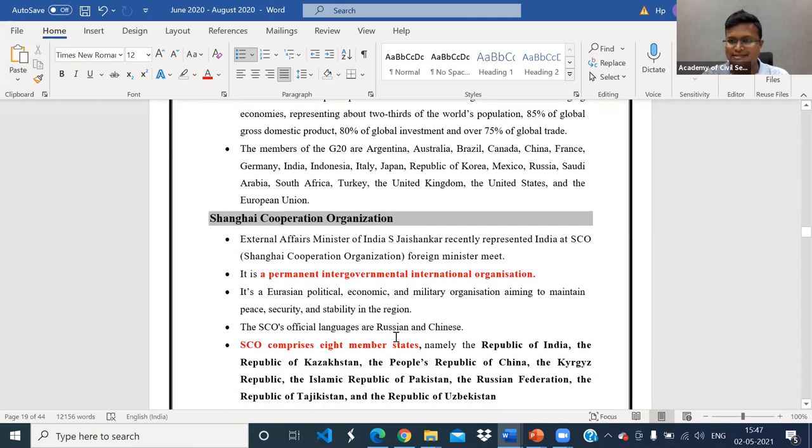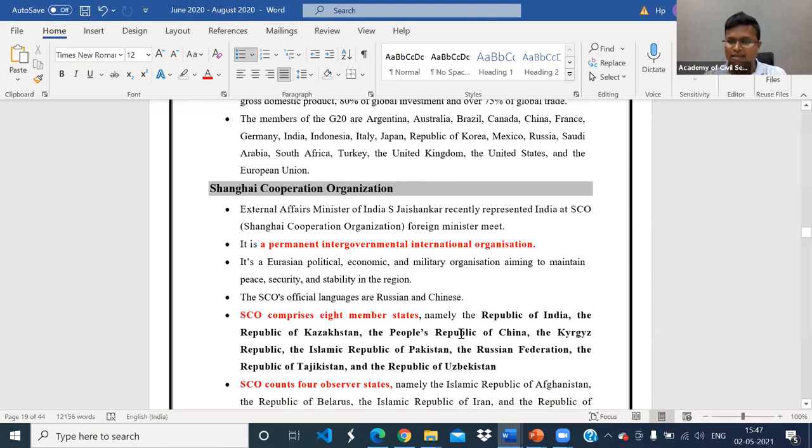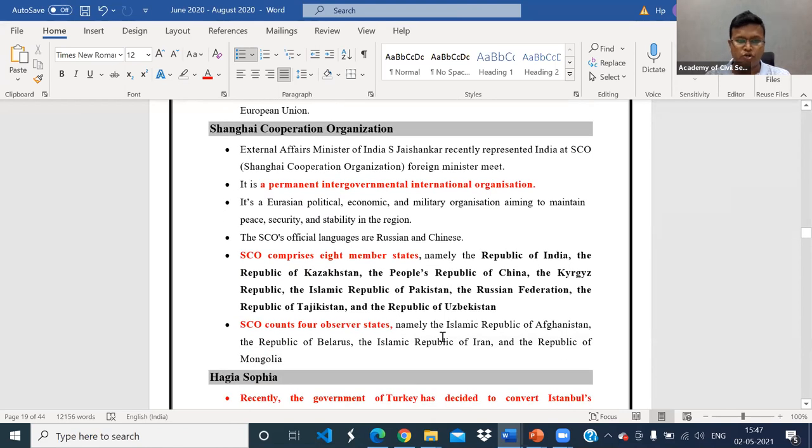The Shanghai Cooperation Organization, we have also discussed. External Affairs Minister of India, S. Jaishankar, recently represented India in the SCO Foreign Ministers Meeting. We have discussed the SCO in the class. It has 8 members: India, Kazakhstan, China, Kyrgyzstan, Pakistan, the Russian Federation, Tajikistan, and Uzbekistan. These are the 8 members in the Shanghai Cooperation Organization.